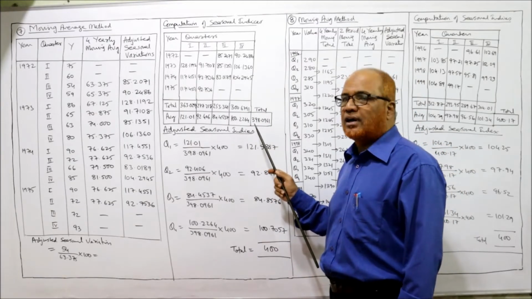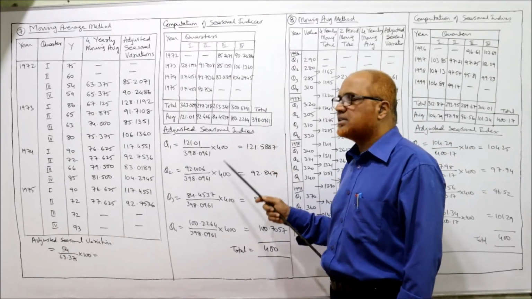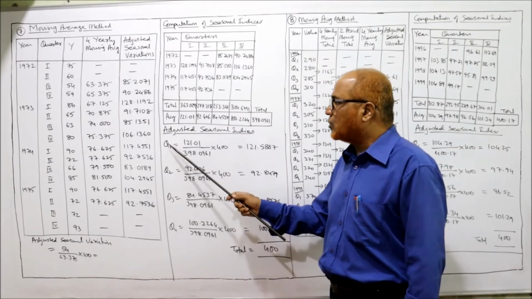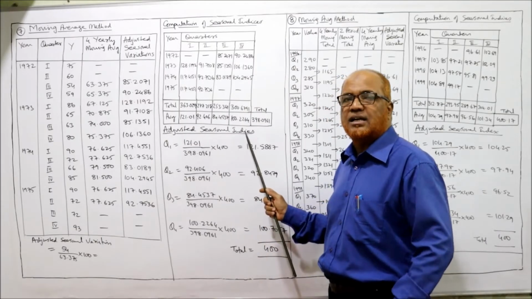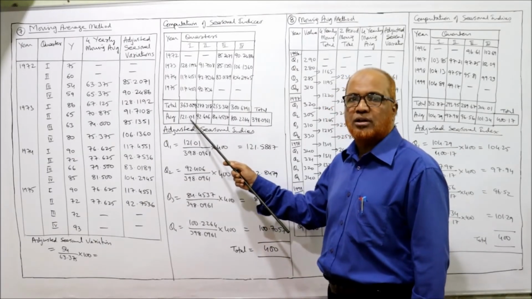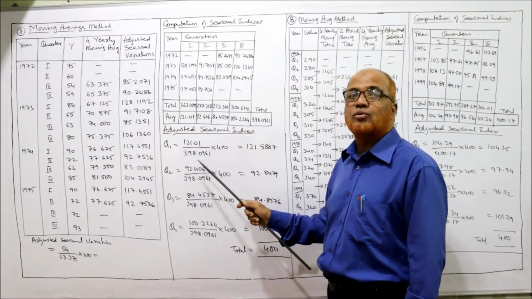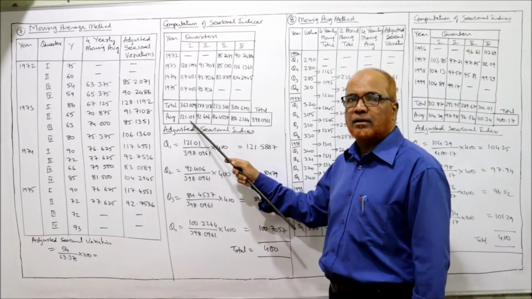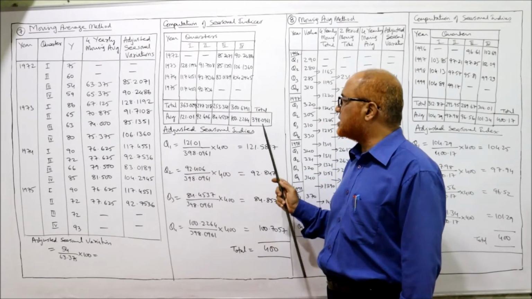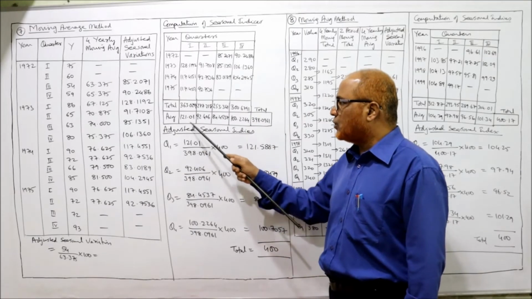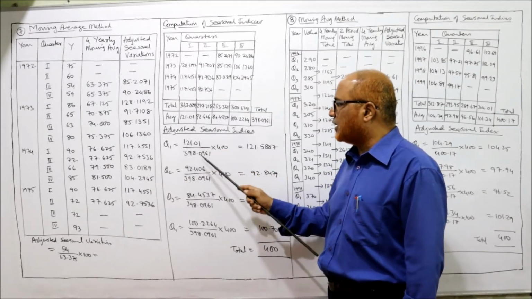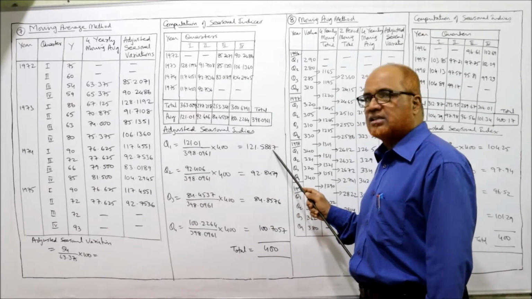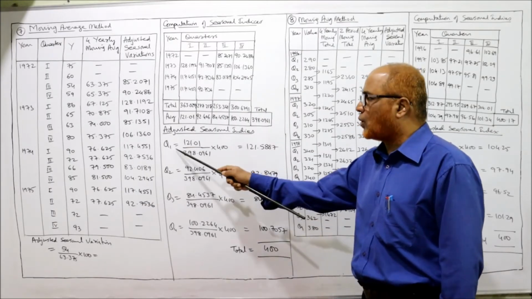But we are not getting 400. We are getting 398.0961. It is very near to 400, so we have to adjust it. So how to find out the adjusted seasonal index? Take the actual index average, divided by the grand average, into 400. What is the average here? 121.01. What is the total of these averages? 398.0961. So 121.01 divided by 398.0961 into 400. You will get 121.5887. This is the index for quarter 1.